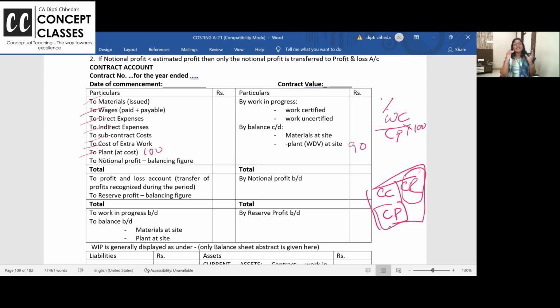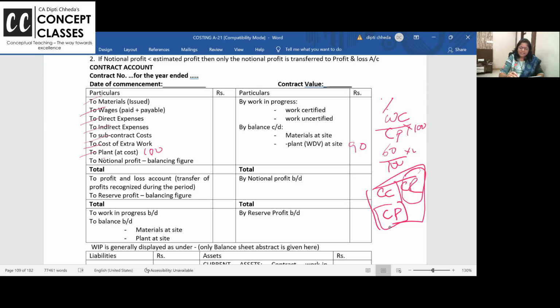Work certified is, I am saying, sir, ground plus first is over. 60% of the work is over. So work certified is 60 rupees and contract price is 100. So 60% work certified is that work which is completed and the architect has certified. Okay, next is the percentage of completion.